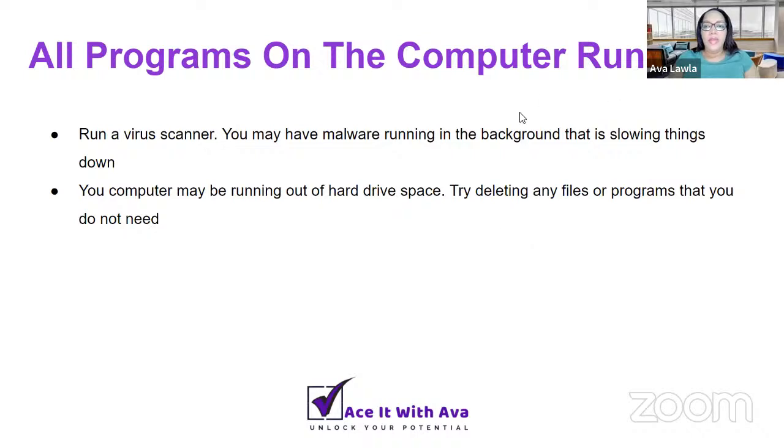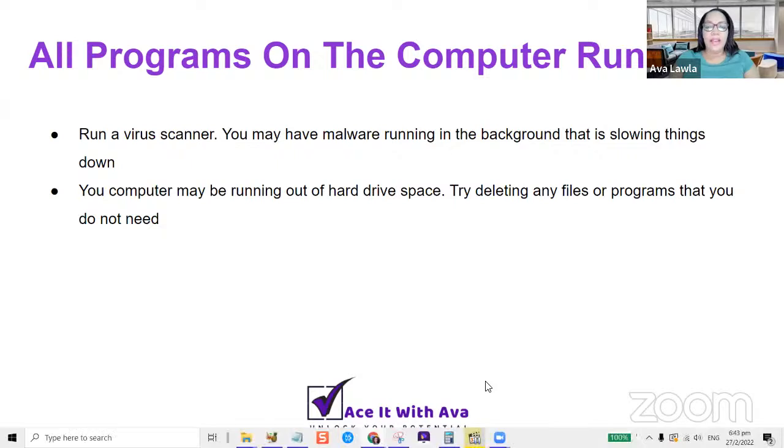Now, all programs on the computer are running slowly. All the programs. So something is up if all of your programs have issues. It's one thing when one program may not be functioning as it should, but if every program you have on the computer has problems, then you may have a virus or some kind of malware on your computer. So you must make sure that you have an antivirus checker and you run it, scan your computer, and it says here you may have malware running in the background and it is slowing things down on your computer. Your computer may be running low on hard drive space.